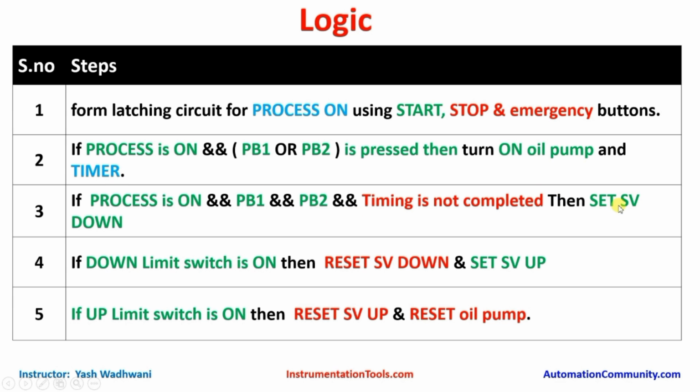Now we want to move the cylinder in the downward direction. For that, we have to energize the solenoid valve down. So what is the condition for that? The process should be on, and push button 1 and push button 2. All these three conditions should be met, and the timing should not be completed. For example, our requirement is both push buttons should be pressed within 1 second or 5 seconds. So we will write 5 seconds in the timer. If the timing is not completed, then it will move our cylinder down.